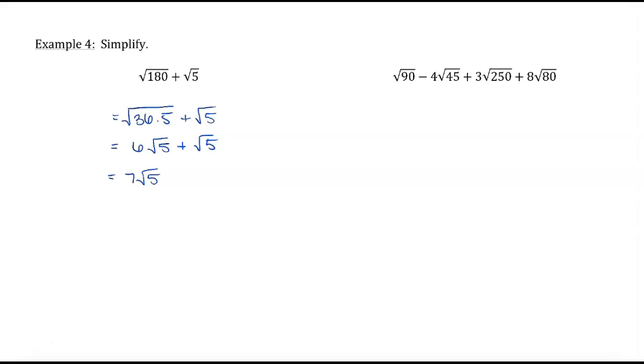Let's start by looking at the square root of 90. 90 is divisible by 9, a perfect square, so we'll rewrite this as the square root of 9 times 10. And with the square root of 9 equaling 3, this becomes 3 root 10. Now let's look at negative 4 root 45. 45 is also divisible by the perfect square 9, so we can rewrite this as the square root of 9 times 5. And since the square root of 9 is 3, this becomes negative 4 times 3 times the square root of 5.